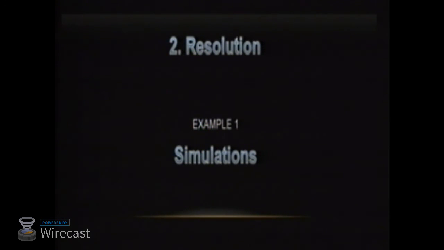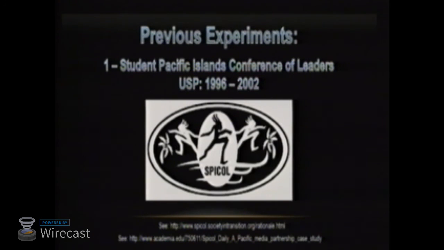So, how do I bring this tension together and try to resolve it in my teaching? Well, when I teach, I like students to make a personal connection with what they are learning, as I've just mentioned. And one of the things that I use to do that is simulations. And the first simulation I want to tell you about very briefly is one that I helped to organize at USP over a 7-year period between 1995 and 2002, which was SPEAKALL.